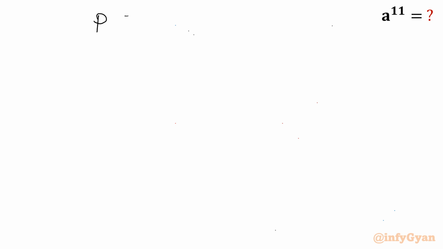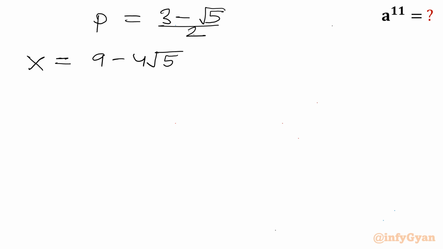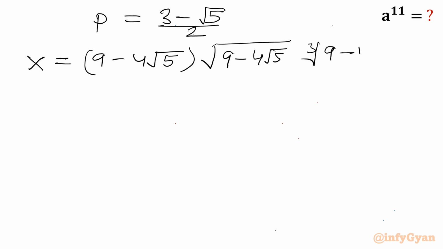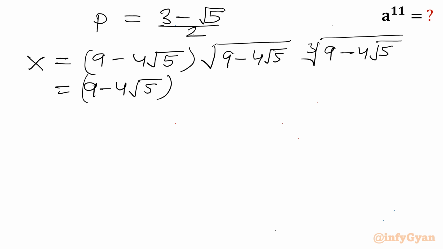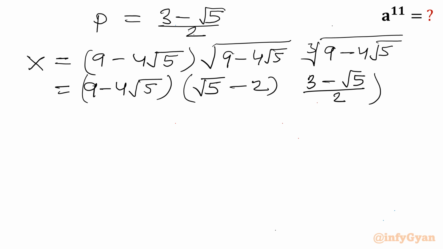Let me write here. Now I will write X. X was 9 minus 4 root 5 times square root of 9 minus 4 root 5 times cube root of 9 minus 4 root 5. Now I will apply all the values. 9 minus 4 root 5. Square root of 9 minus 4 root 5, it was root 5 minus 2. And this value is 3 minus root 5, we have just calculated, over 2.